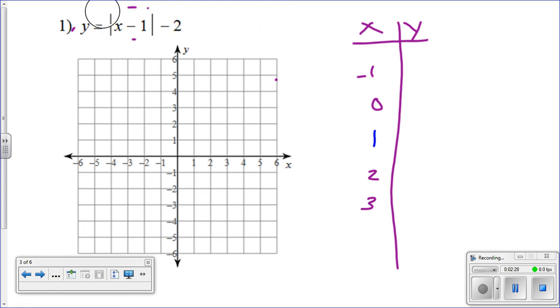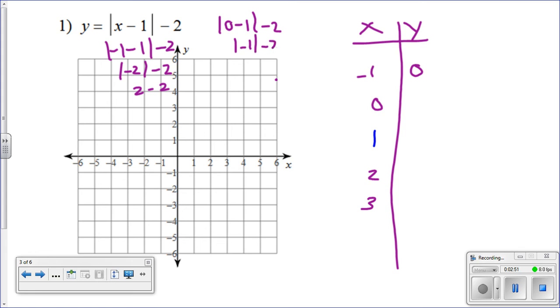And what we're going to do is we're going to plug those into our equation here. So let's do that. Let's plug in -1. So the absolute value of -1 minus 1, minus 2, so that's the absolute value of -2, minus 2, so that's 2 minus 2, output is 0. Let's plug in 0. Absolute value of 0 minus 1, minus 2, so absolute value -1 minus 2, so 1 minus 2, that's going to be -1. Let's plug in 1. Absolute value of 1 minus 1, minus 2, so 0 minus 2, that's going to give me -2. And what you're going to find is just like quadratics, this should be symmetric.